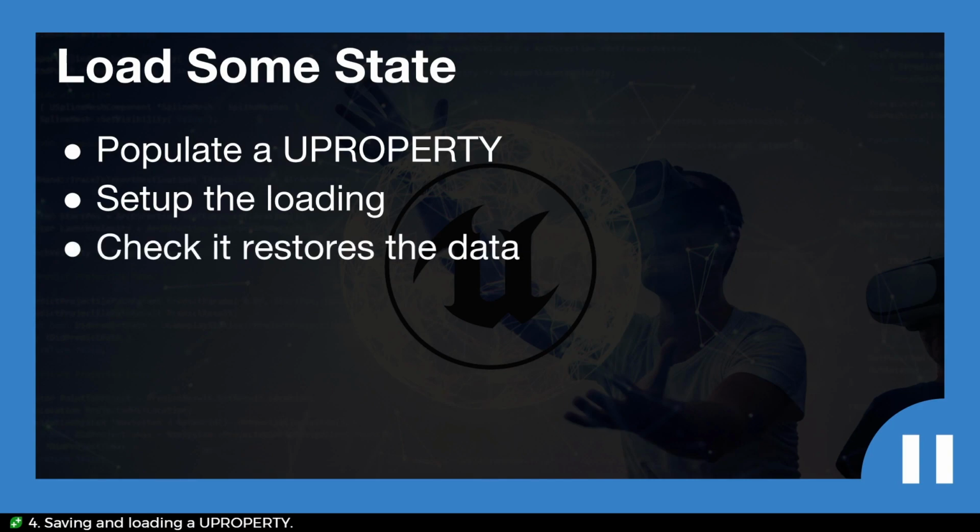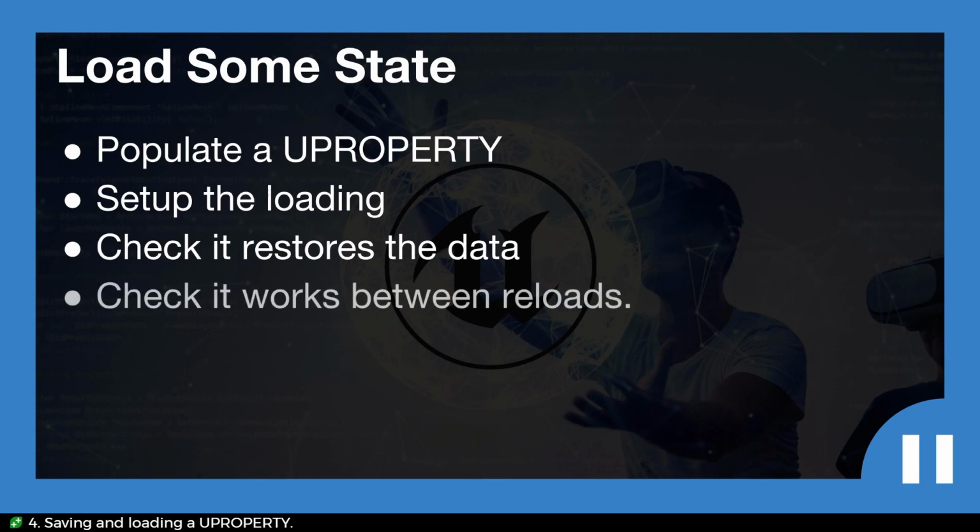So if you go in the game, you hit the load button, maybe log something out to the console so that you can see that the UPROPERTY value on the save game is coming back as it should do. And you should even check that it works between reloads of the game. If you quit the game, load it again, and hit the B button or whatever you've hooked up your input to, that it loads up the same state again. That's important because the save game should allow you to do that. Pause the video and have a go.